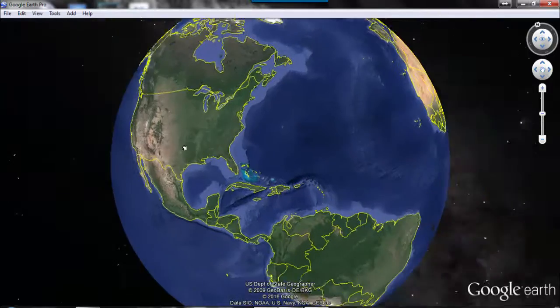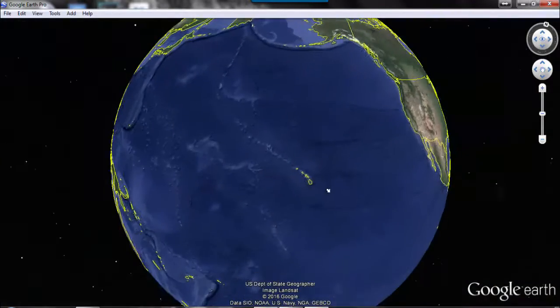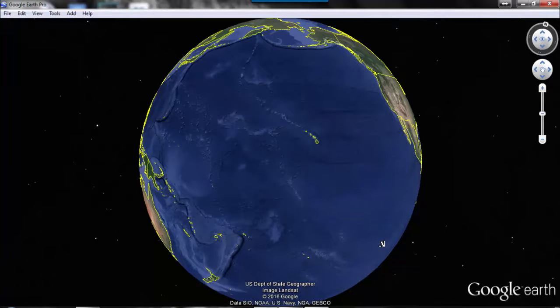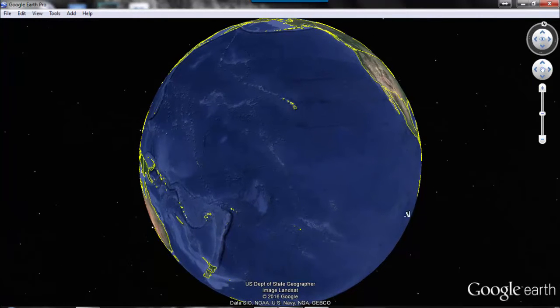We have here the Atlantic Ocean and also the Pacific Ocean. Wow! Imagine just how big the Pacific Ocean really is. It almost covers half of Earth.